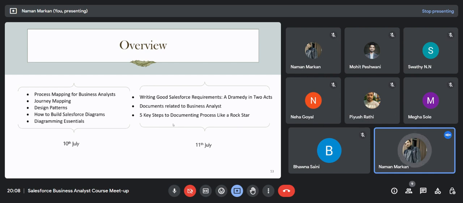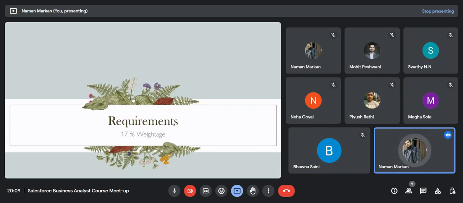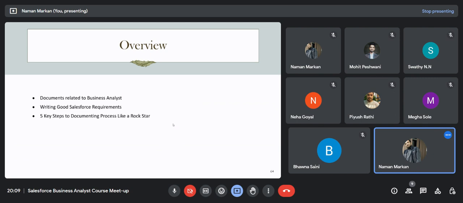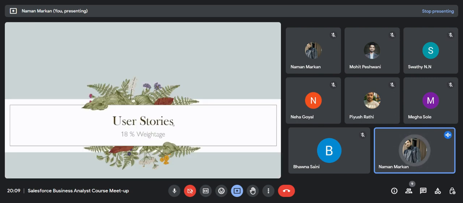Then we looked into the requirement side: how we can get a requirement from the customer, what the basics are, how we can get a good understanding while writing a document, what document types are needed throughout our journey, and how we can write those documents. We looked into the five key steps, and then turned our journey to user stories.